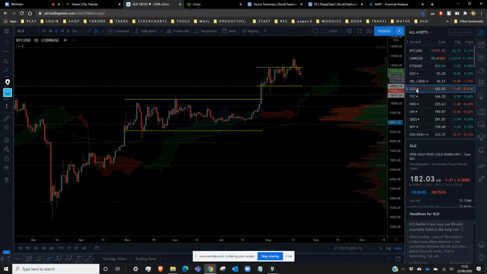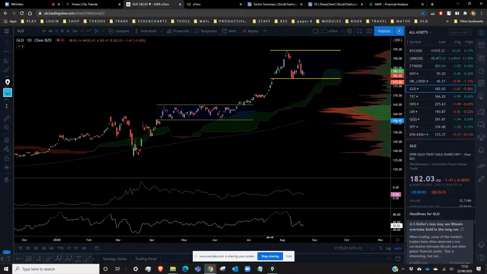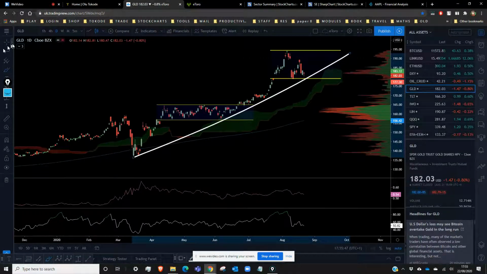Now moving on to gold. I have to check the RSI. Gold, I'm looking at the GLD, not spot gold. Gold, according to this RSI, is still in an uptrend. So RSI is at 50, and gold's RSI has not fallen below 40 since it bottomed in March. So this uptrend is still in play.